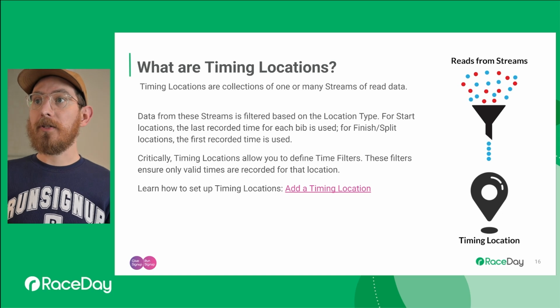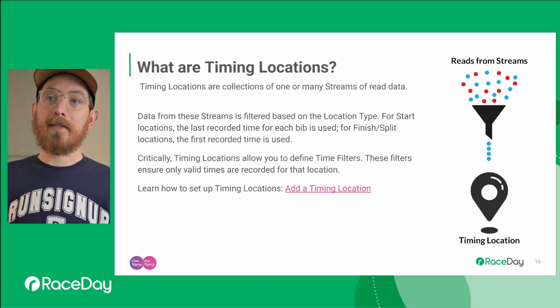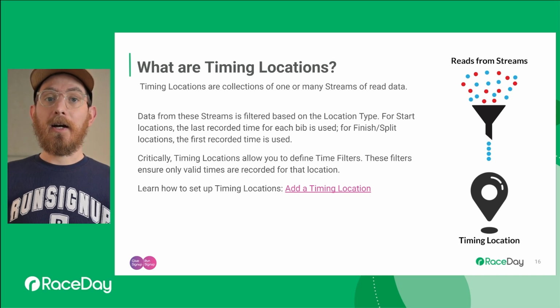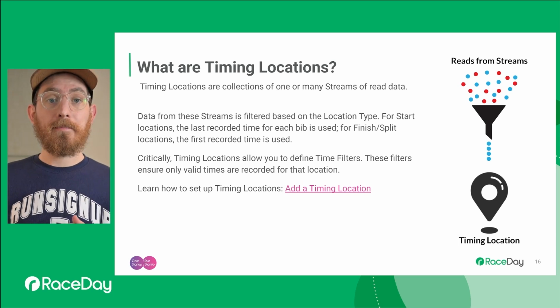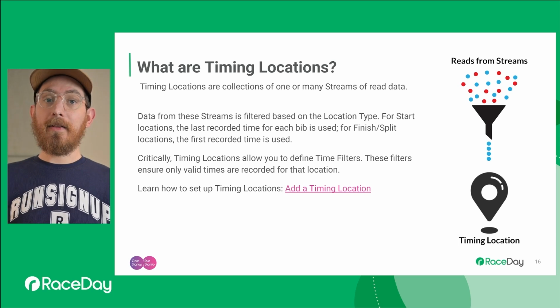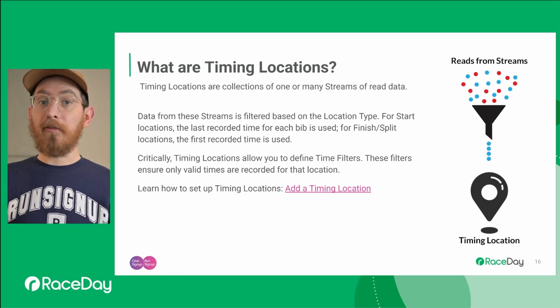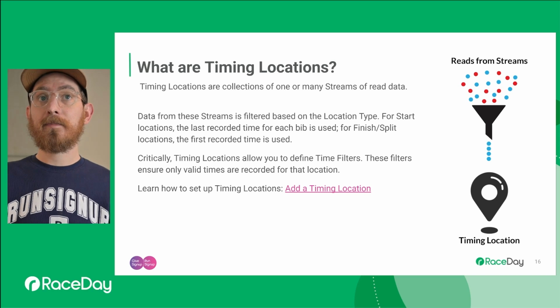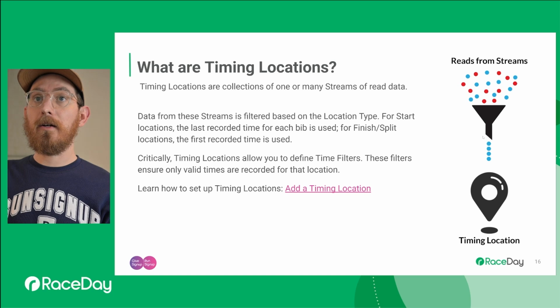What's nice about timing locations is you can have many different streams on there. So let's say you have a finish location and you have an IP ecosystem where each reader is its own separate stream. You can connect both of those streams to one location, and then the system will select the best from either of those. It's just one stream of data coming in, and we're saying, okay, give me the best one. For a finish, that's the earliest. For the start, that's the latest. So if you want to learn more about setting up timing locations, click this link here, and it'll take you through that.